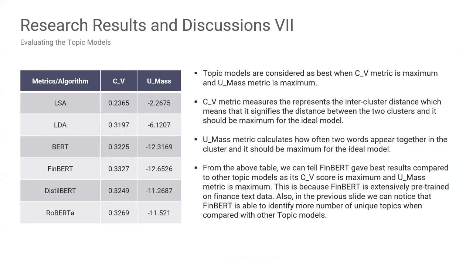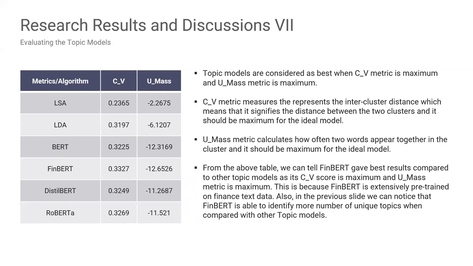Our inferences are at two levels. We got two kinds of inferences. One is your BERT-based models. These BERT-based models have better metrics quantitatively and also qualitatively. And within the BERT-based models, if you have to rank them, you can see that FinBERT is the better model, followed by BERT, followed by digital BERT, and followed by robot, right? So these are the findings from this, okay?